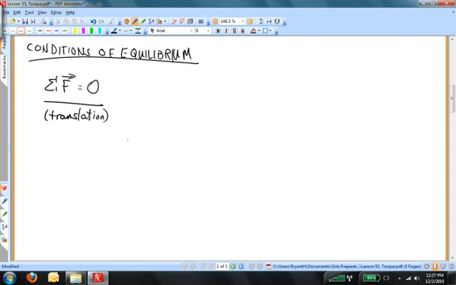But for rotation, we also want to say that the net torques around some pivot point are equal to 0. And this is a condition of rotational equilibrium. When both of those conditions are met, then we say the object is in dynamic equilibrium.